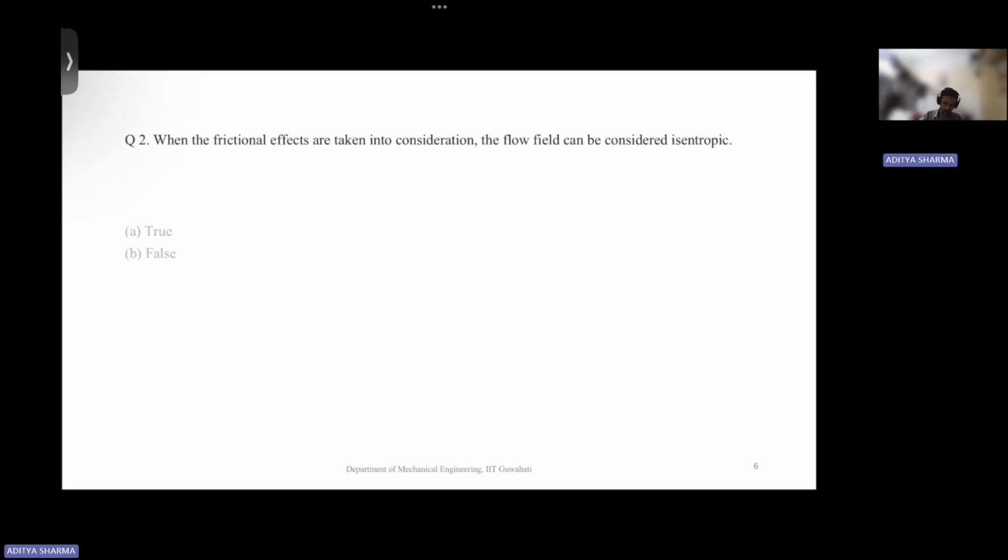The next question is this. Mostly in this session, we have statement type questions where we have to tell whether the statement is true or false. At times it can be confusing whether a statement is correct or not. So we shall see one by one.